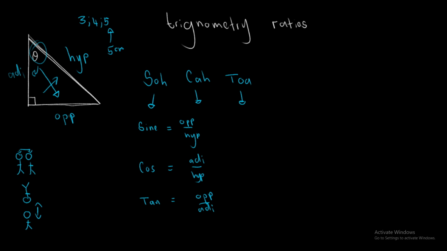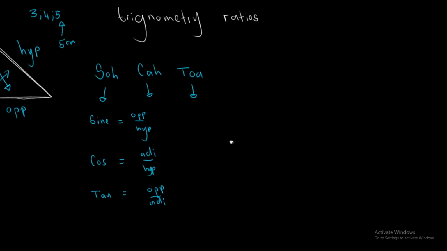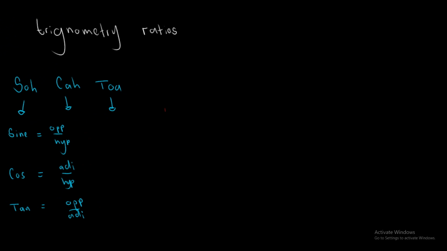So let's do an example. Okay, let's move to the side. Let's do an example. Let's use theta at the bottom corner. Then we have 5, 4, and 3. Now they ask us to find sine of theta, cosine of theta, and tangent of theta.